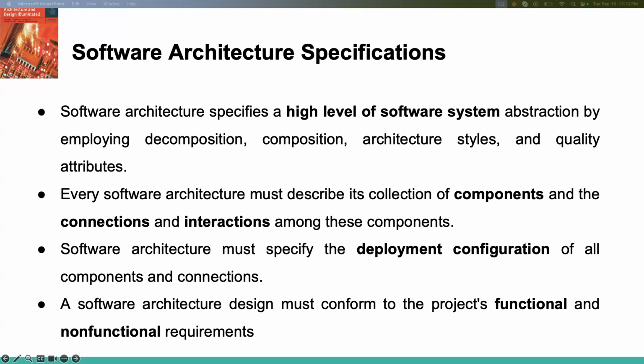The software architecture must follow both functional requirements, what the software should do, and the non-functional requirements, like how the software should perform. For instance, a functional requirement might be user should be able to log in, while a non-functional one might be the login process should take less than 2 seconds.